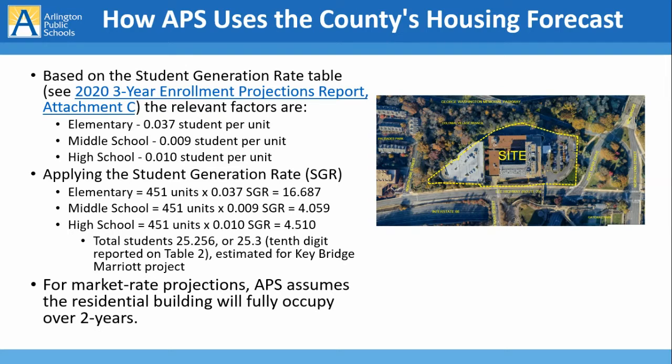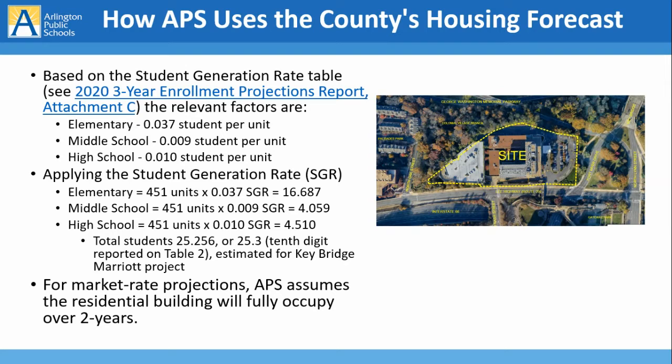But on data table number 2, you'll see that we published 25.3, and that's because for that purpose, we just use the 10th digit for reporting purposes. So those are the number of total K-12 students estimated for the Key Bridge Marriott project.